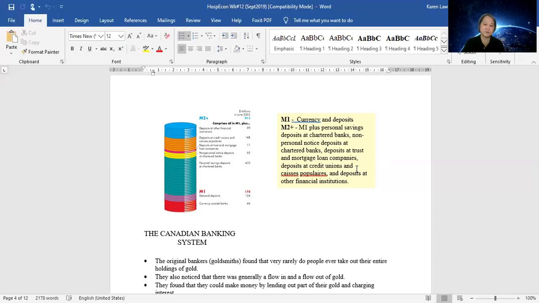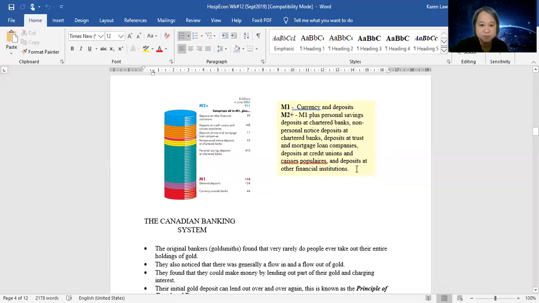And when I'm talking about liquid, I mean that it is the money that people intend to spend. M2 plus are accounts or money that people probably allocate more as savings. So your US account, your rainy day account, those accounts are there more for savings and not for spending.